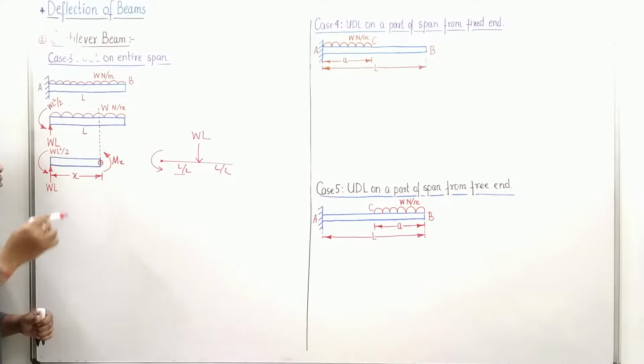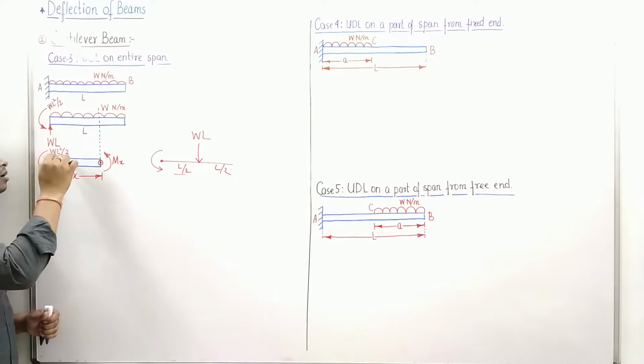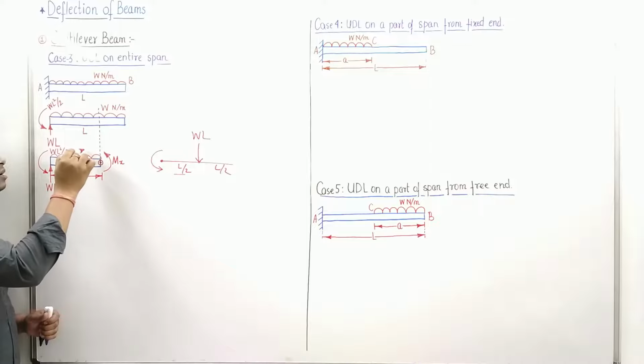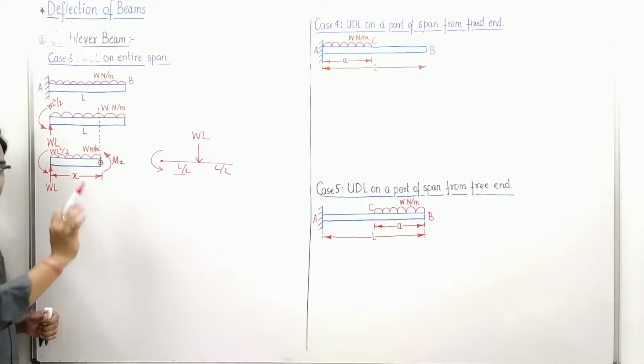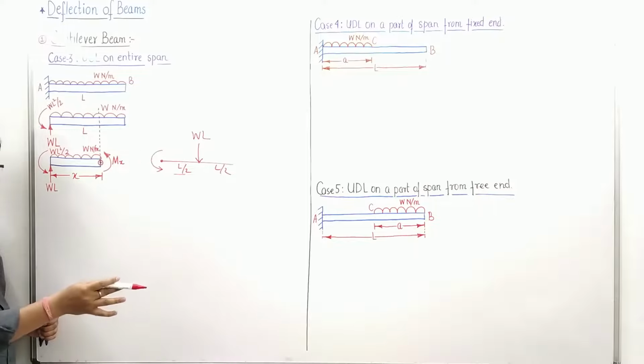And have I missed out on something? UDL. Yes, how can I forget the UDL? W Newton per meter. There is a bit less space because we have to cover so many cases.